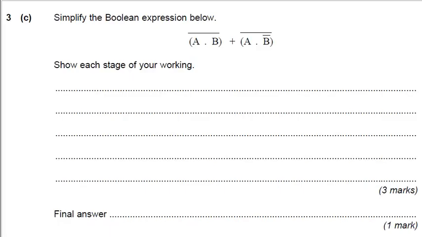Here is an instance of having to apply De Morgan's law to both sides of this expression. De Morgan's law has to be applied to both sides, so it applies to this side and it applies to this side. You don't do it to the whole thing, so we can leave that in the middle. So let's apply De Morgan's law to this part first, because basically we want to get rid of a bar.